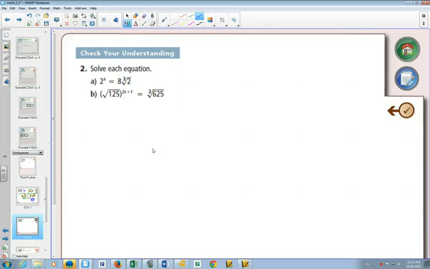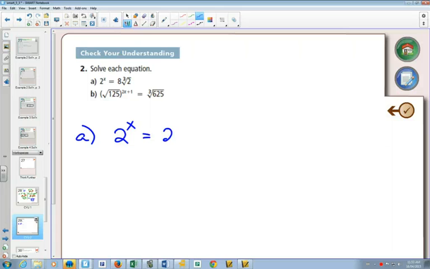The same idea as before. Get things to the same base. So look at all the numbers in A. Can you write everything in the same powers chart? Everything can be written as a power of 2, right? So this one's already in a power of 2.